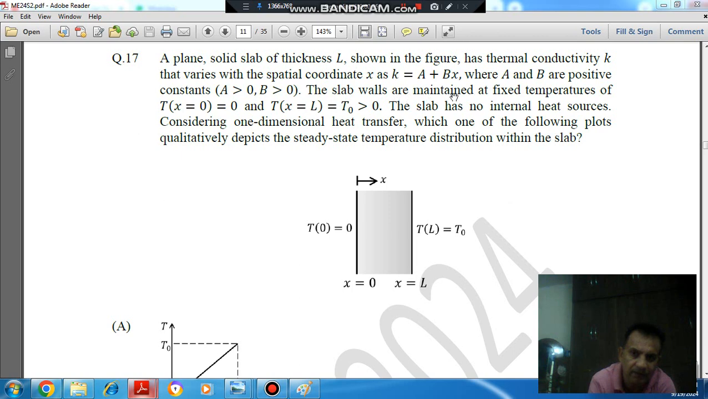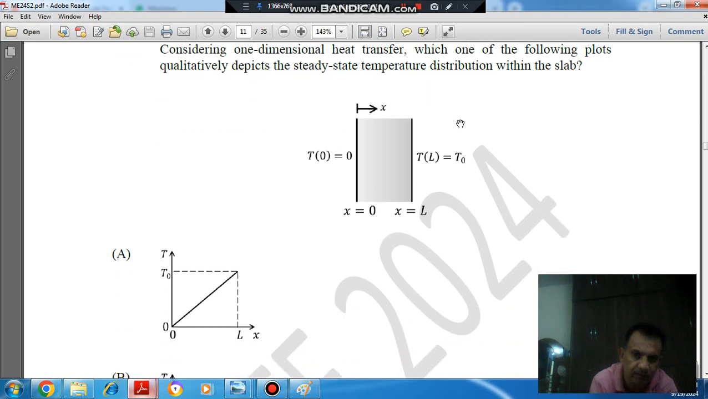The slab walls are maintained at fixed temperatures of T at x equal to 0 equal to 0 and T at x equal to L is equal to T naught greater than 0. The slab has no internal sources. Considering one-dimensional heat transfer, which one of the following plots qualitatively depicts the steady state temperature distribution within the slab?